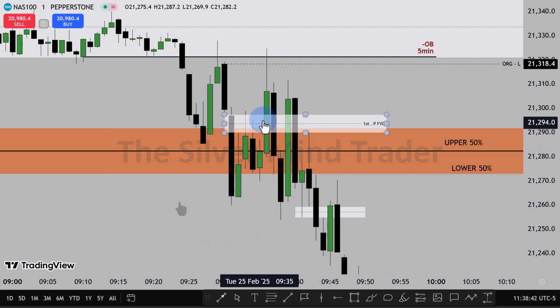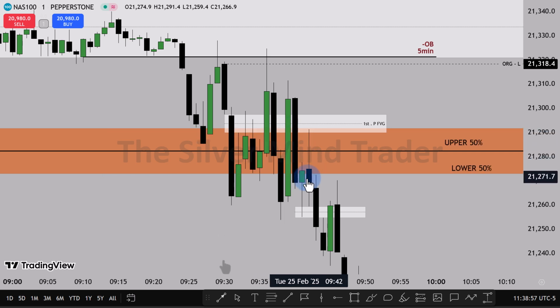So now, since the algorithm has been dealing with this fair value gap here from the 5-minute time frame, and now you see that we've left it, and as price is leaving it, we are having what? A displacement.